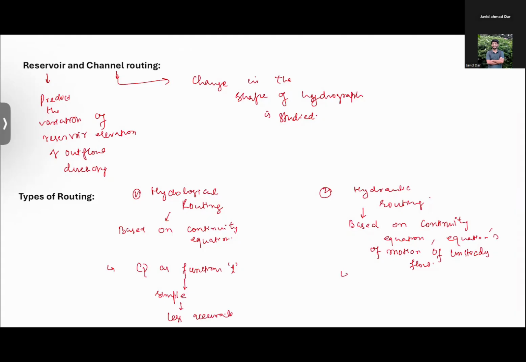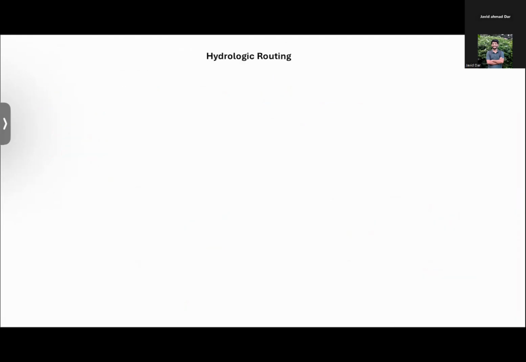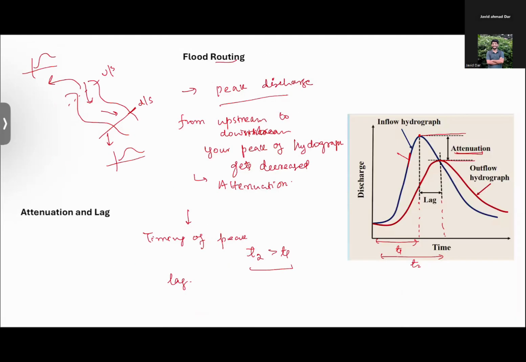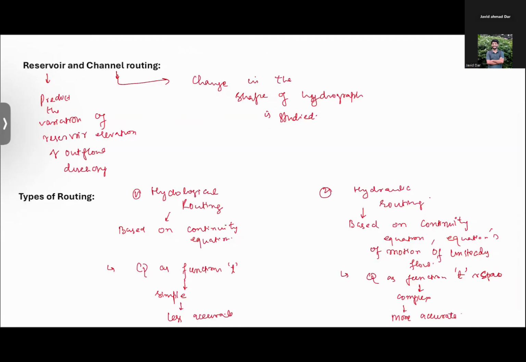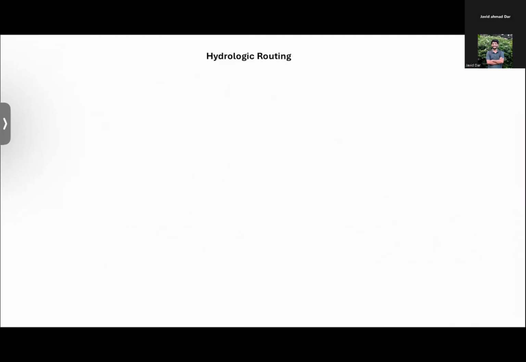While in the case of hydraulic routing, you try to solve Q as a function of both time and space. So this is complex. It will take a lot of computational power, but it will be more accurate as compared to hydrological routing. So any doubts in this case? If not, then we can start with the hydrological routing.